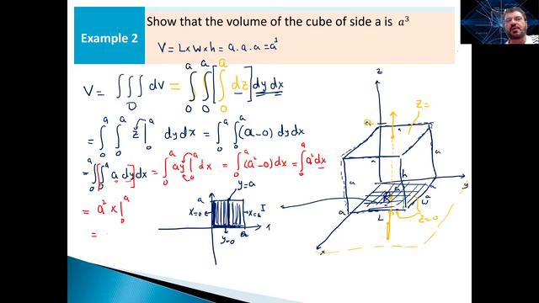What do we do? We plug in a first, minus we plug in the 0. A first, then the 0. And the answer, guys, is a cube. And this is how we use triple integral to find the volume.